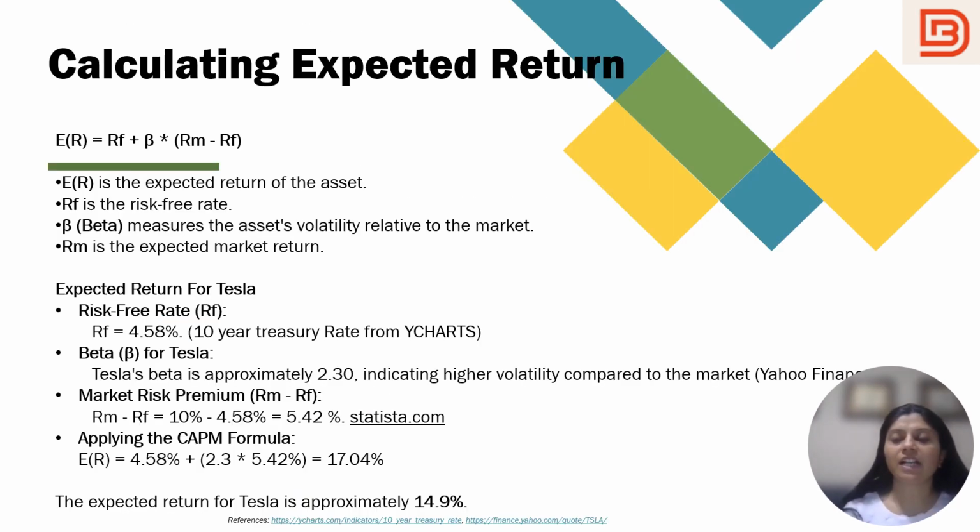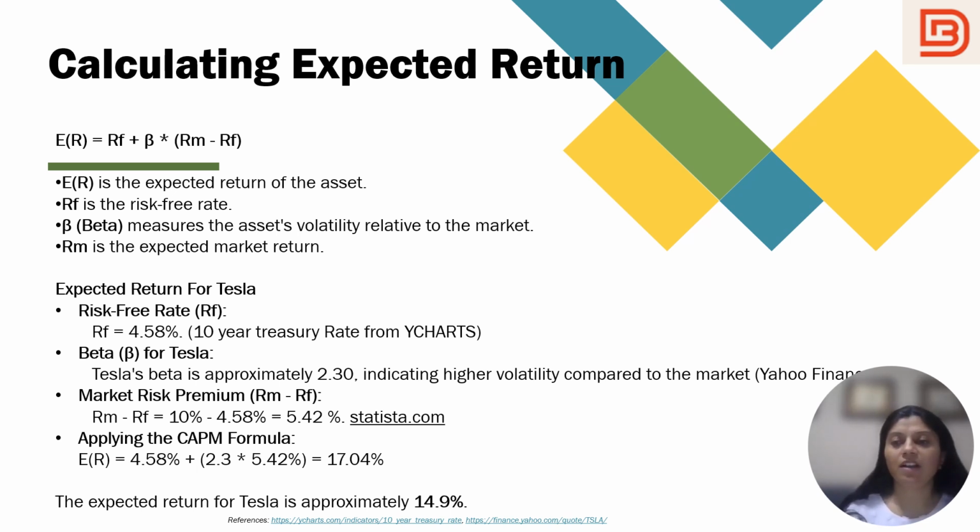Let's see how we can calculate the expected return on investment using CAPM. The formula is: expected return is equal to risk-free rate plus beta times market premium, where market premium is nothing but the difference between market rate and risk-free rate.